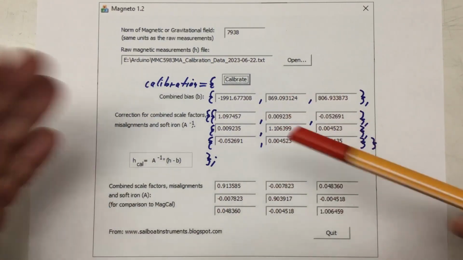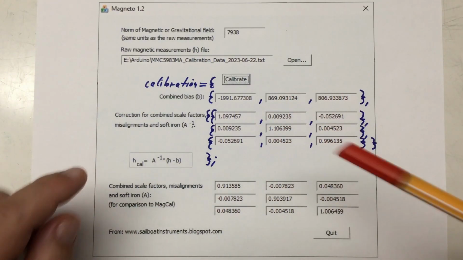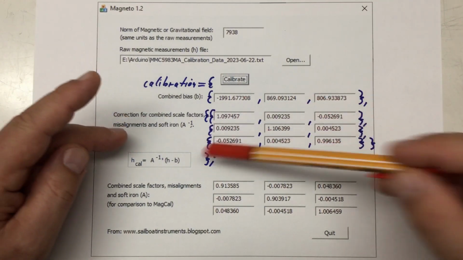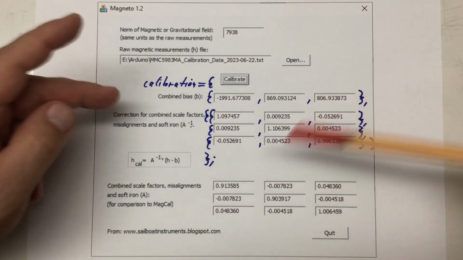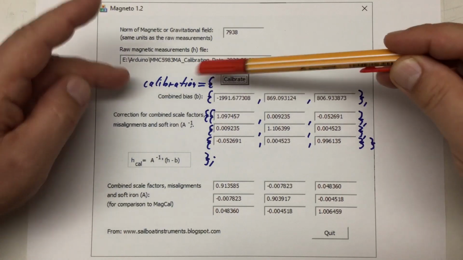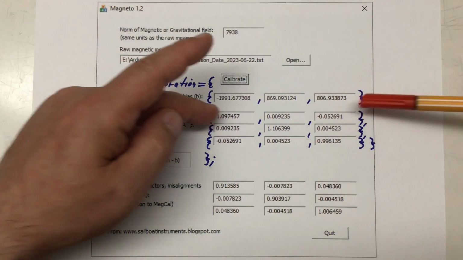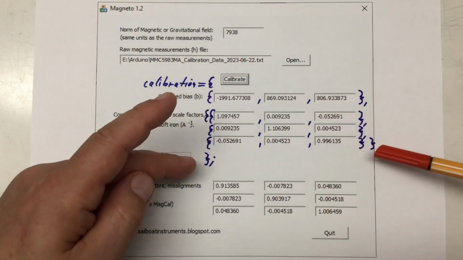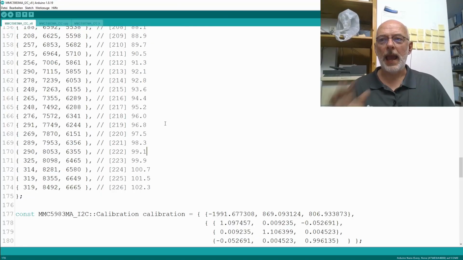Before we have a look at the sketch itself, please note that the output of our little Windows program here can be put directly into such a calibration struct if you just place some commas and some brackets around the numbers. And here it is.